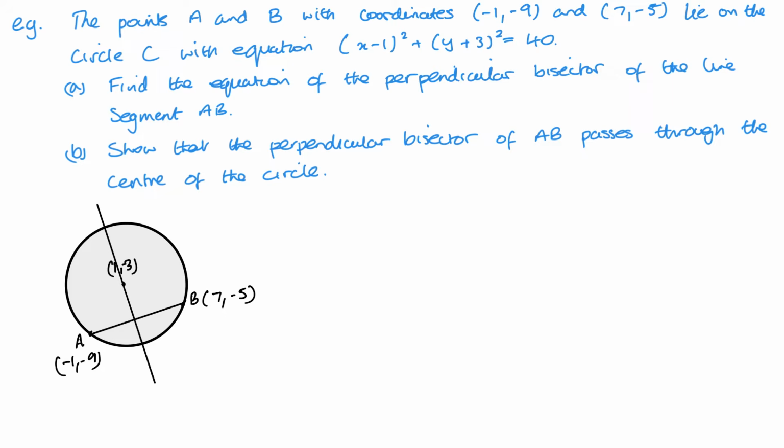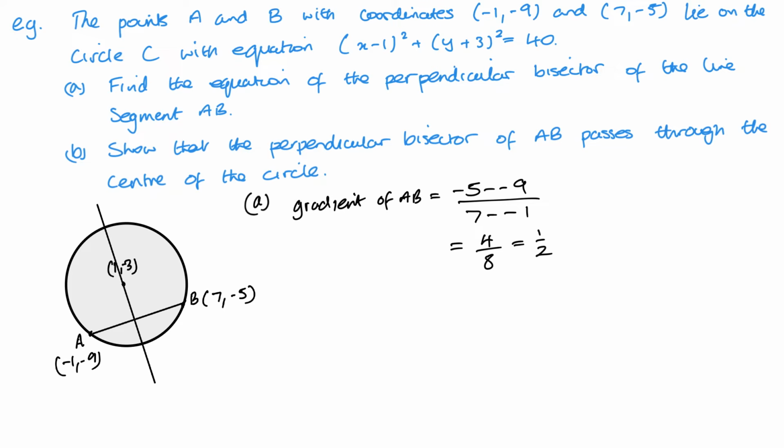So let's find the gradient of AB first. So this is difference in y's over difference in x's. So on the top, minus 5 plus 9 is going to give me 4. 7 plus 1 is 8. So we've got a gradient of a half. So in terms of my perpendicular bisector, that's going to be at 90 degrees to AB, so it's going to be negative 2.